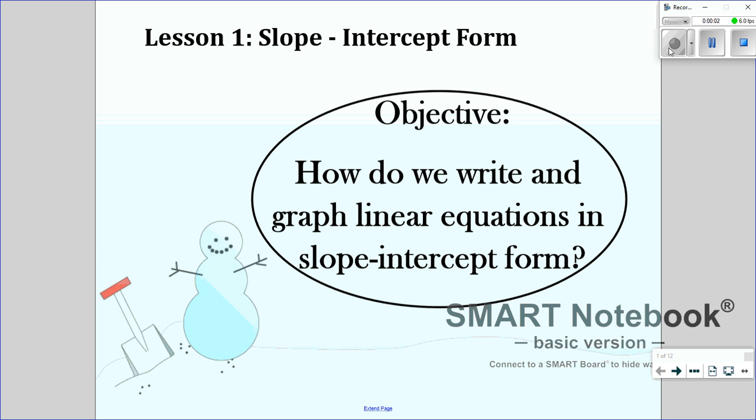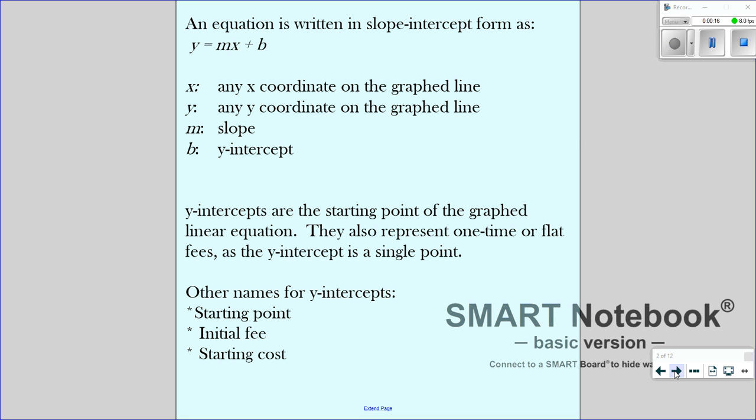Hi, today's lesson is about slope-intercept form, and the objective is how do we write and graph linear equations in slope-intercept form. Alright, so it says an equation is written in slope-intercept form as y equals mx plus b. X is any x coordinate on the graph line, and y is any y coordinate on the graph line. M represents the slope, and B represents the y-intercept.